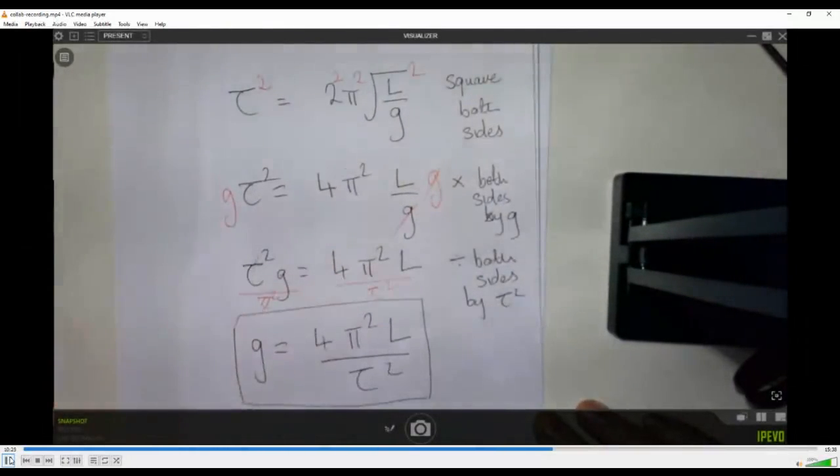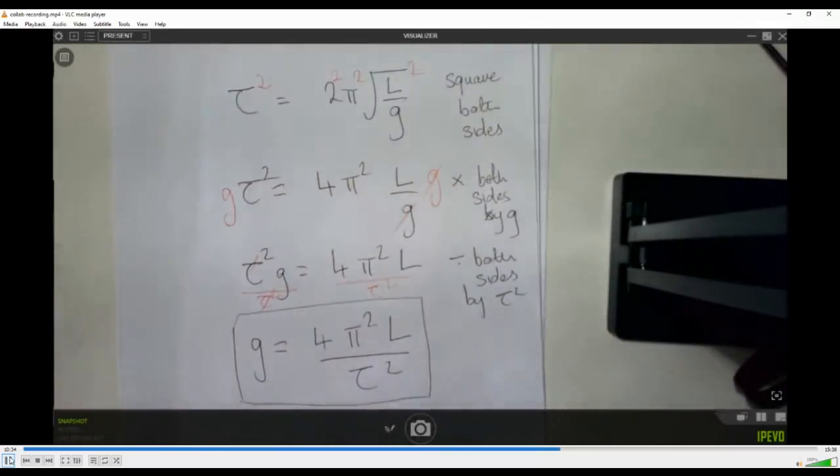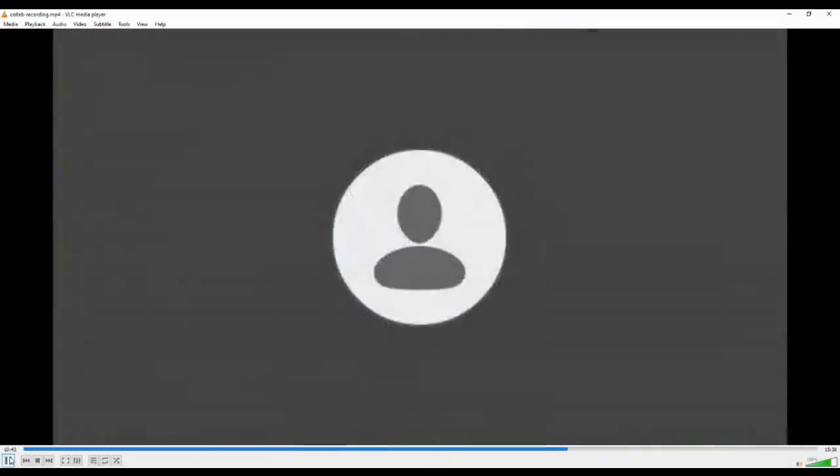So I see the tau squared will cancel on this side. So I'm left with G is equal to 4 pi squared L over tau squared. We'll remember that formula because we're going to use it to work out G later on at various heights.